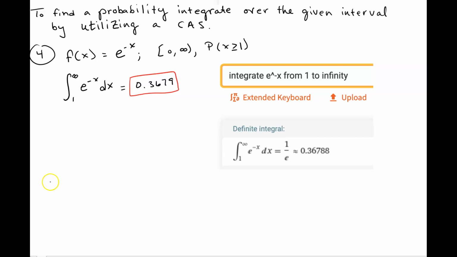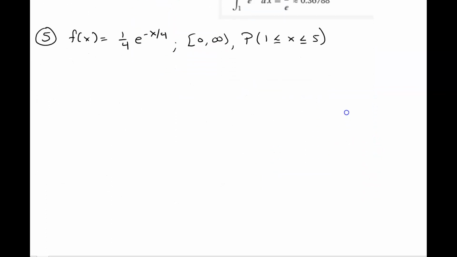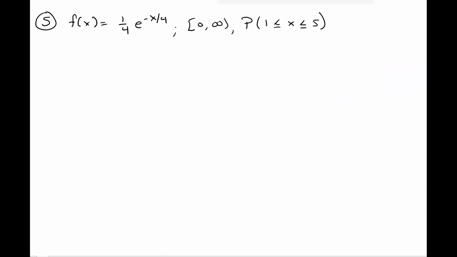All right, let's take a look at a couple more. So here's number 5. This function f of x is equal to 1 over 4 e to the minus x over 4. We know that it happens to be continuous and non-negative from 0 to infinity. We're concerned with the probability of some value of x being between, let's say, 1 and 5. So we're going to integrate from 1 to 5 because that's where we're looking for the area under that part of the curve.